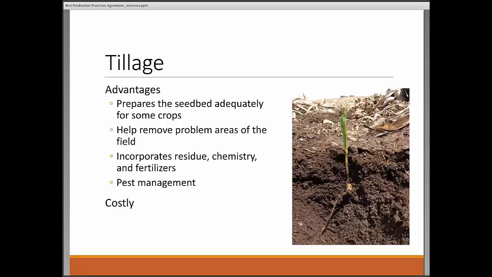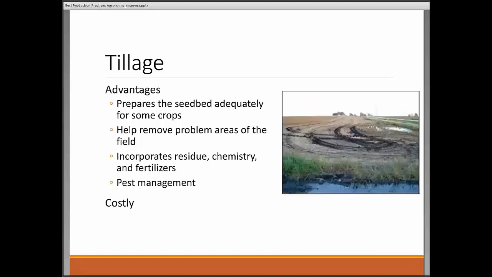The other thing is it helps us remove problem areas of the field. It's one thing that we don't see as often in Oklahoma, but when we do, it can get really detrimental, especially when it's like, I just have to get my wheat out, but it's raining all of May and the first of June. This year specifically, we saw a lot of ruts in the field, and growers had to go out of no-till into a tillage system to take care of some of those ruts and problem areas of the field.